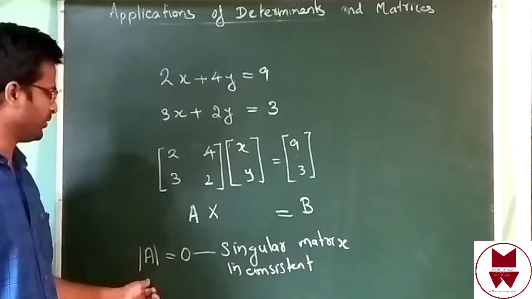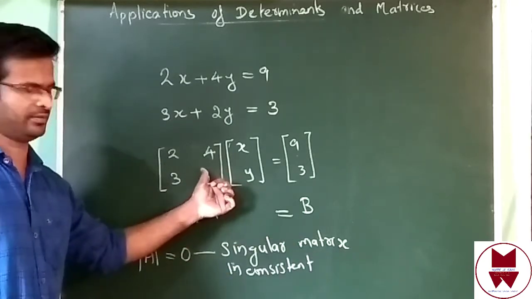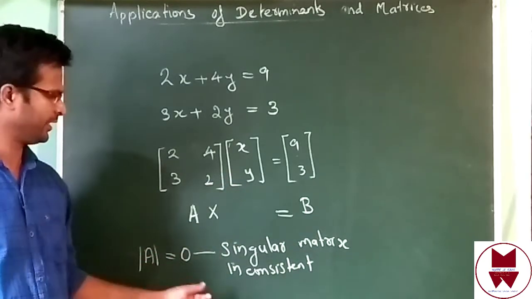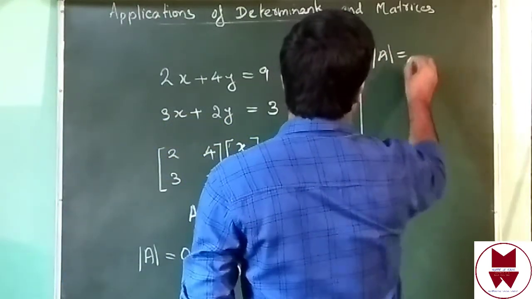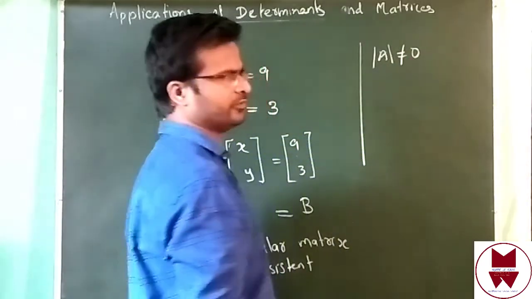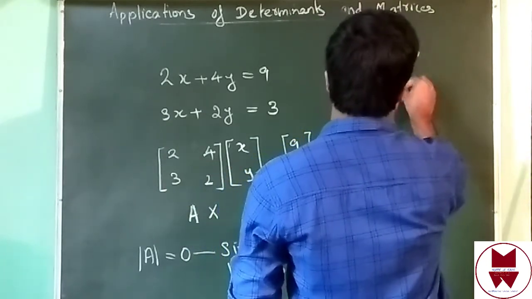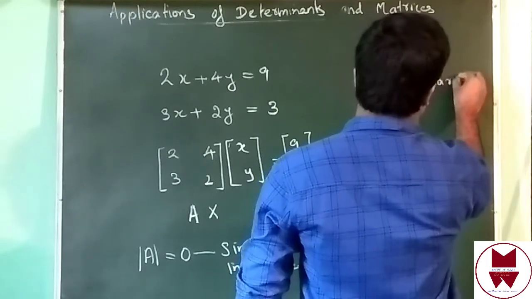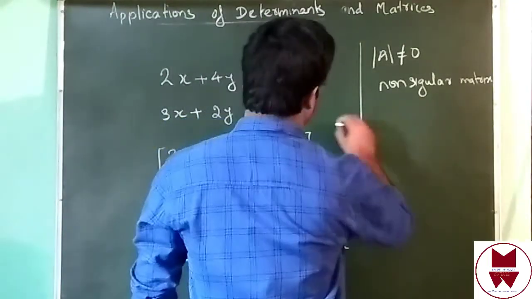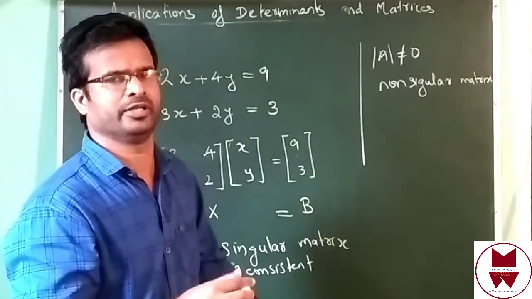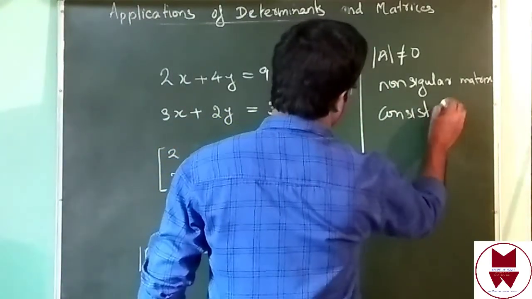When you take the determinant of this first matrix, if you get 0, that is known as a singular matrix. At that time we cannot find any solution; the system of equations is inconsistent. In the second case, determinant of B not equal to 0 means this matrix is known as a non-singular matrix. At that time we can find some solution, may be unique, otherwise an infinite number of solutions. That's why that system of equations is known as consistent.